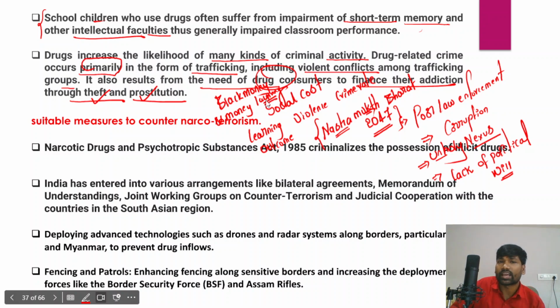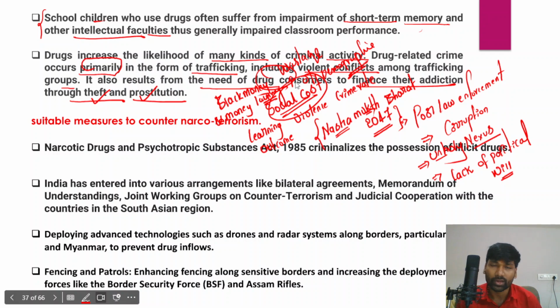So all these can be considered as the social cost, or even with the increased drug addiction or drug abuse, it would lead to the wastage of the existing demographic dividend that we have been enjoying as of now. So all these are the key factors which form part of the social cost of drug trafficking or drug addiction.